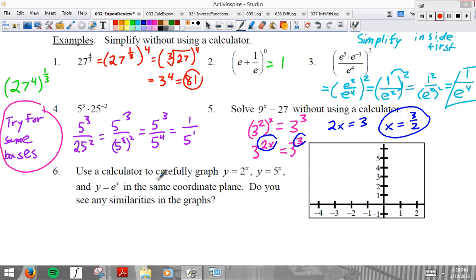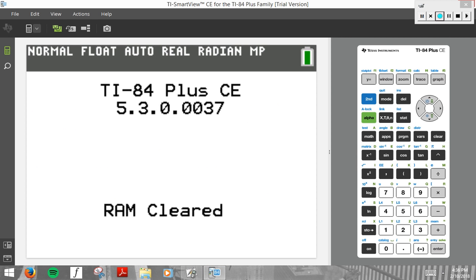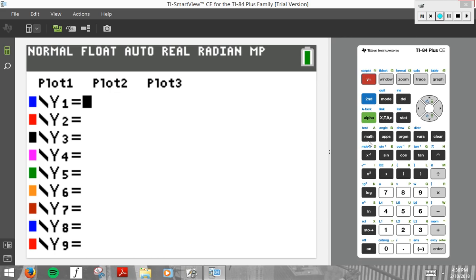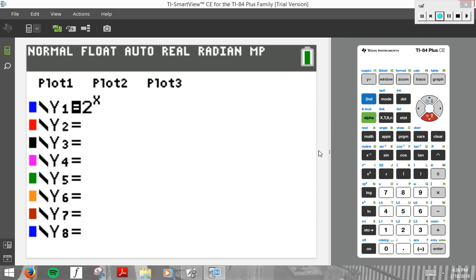Use a calculator to graph this, and now I'll unveil a new emulator. It's pretty much the same emulator. I don't know why they changed it, but they did. We're going to go to our y equals menu, and we're going to graph those 3 exponential functions. 2 to the x will be graphed for me in blue. e to the x, which is second ln, right above store.